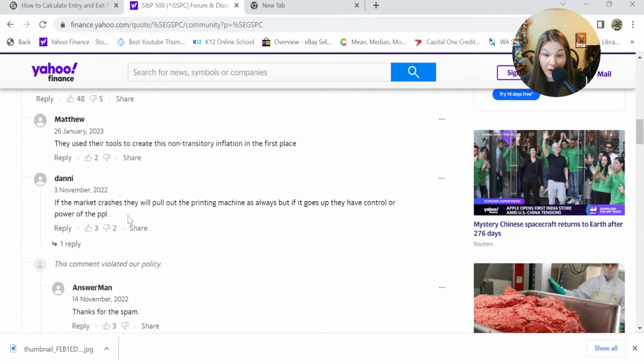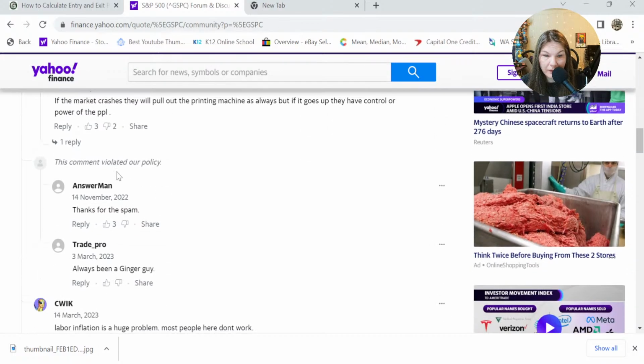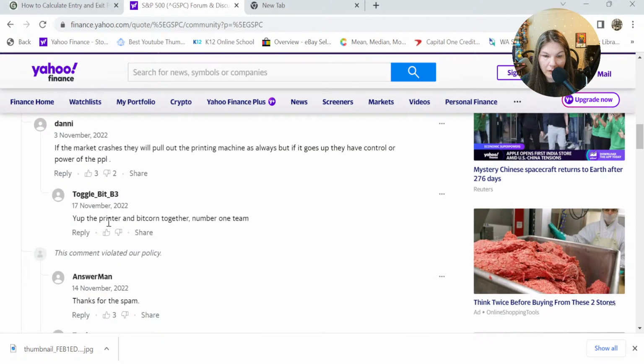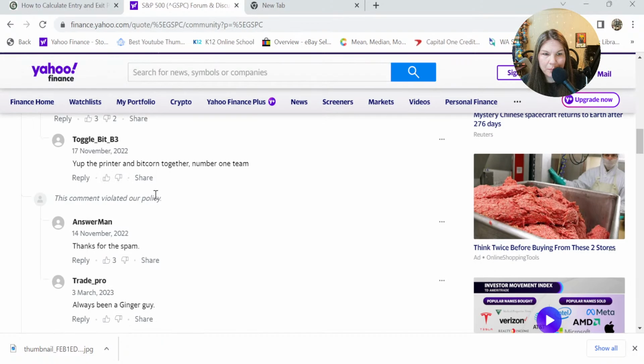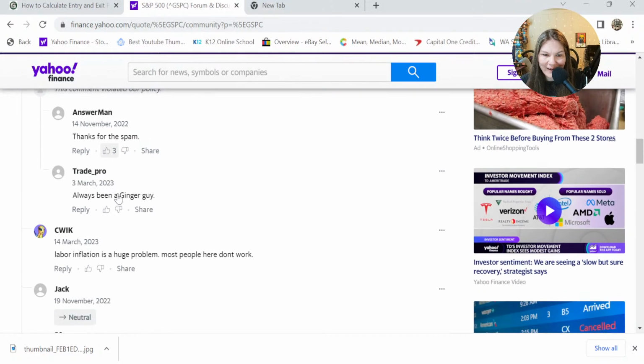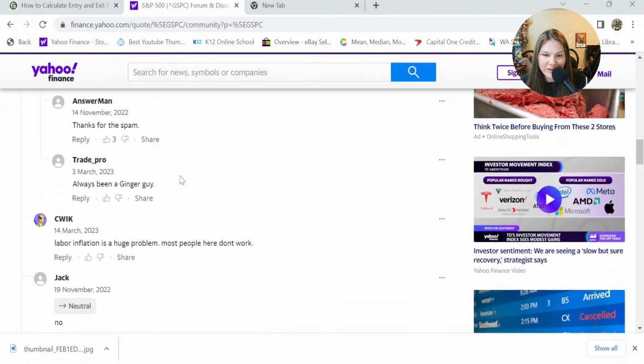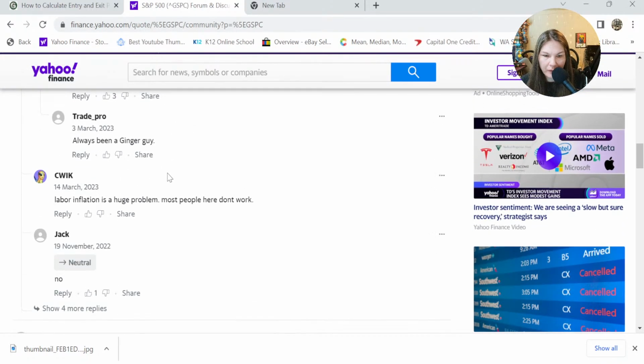Danny said, if the market crashes, they'll pull out the printing machine as always. But if it goes up, they have control of power over the people. These people ain't lying. Yep, the printer and Bitcoin. He said Bitcoin. Number one team. They don't even have to print money anymore. They just digitally type it in. They do this. Beep, boop, beep, boop, as they're typing into their keyboard. Come on, guys, get in the 21st century. It's 2023, brother.